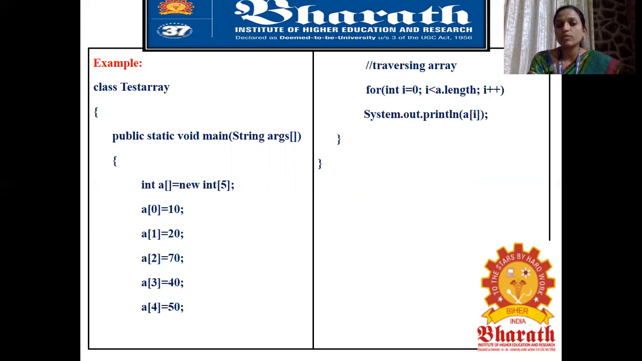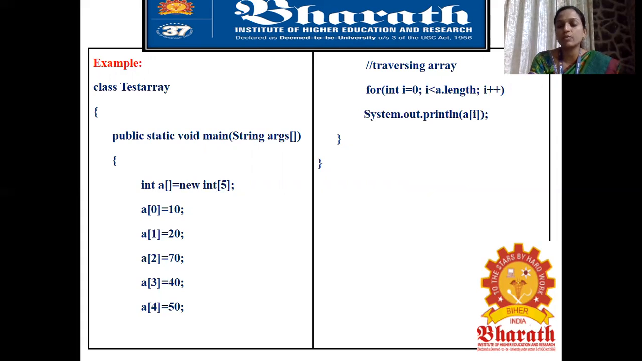Just before, we have seen array starts with 0. So we have given a[0] = 10. We have to give the values one by one. a[0] = 10. Next, a[1] = 20, a[2] = 70, a[3] = 40, a[4] = 50. So we have given 5 values, and they will be stored in the corresponding locations. What is the name of the array here? a. a is the name of the array.